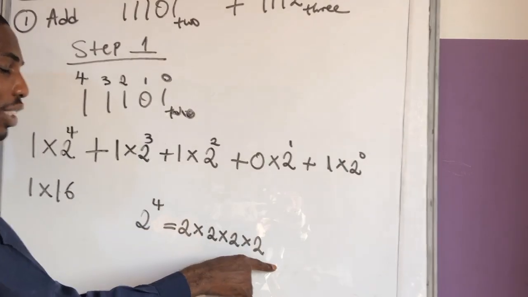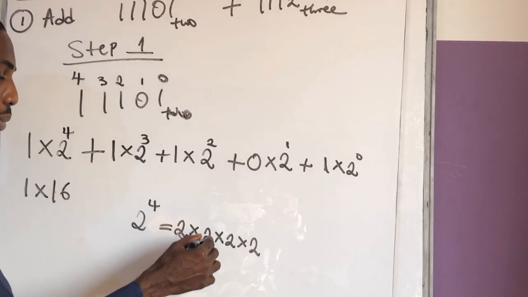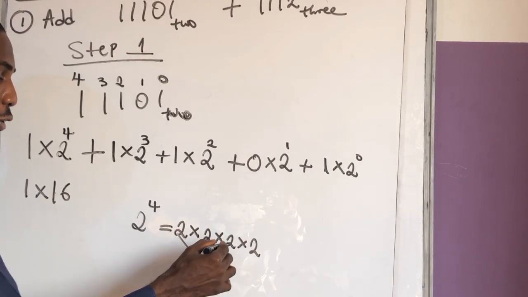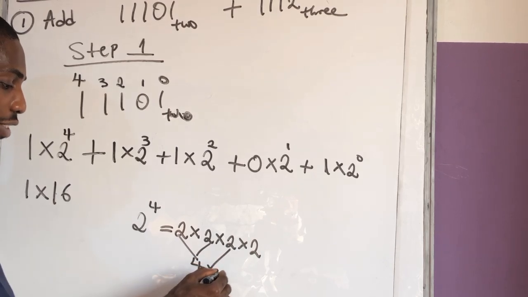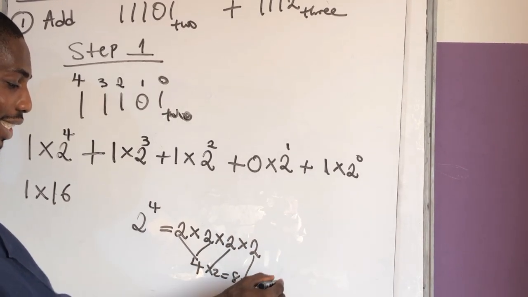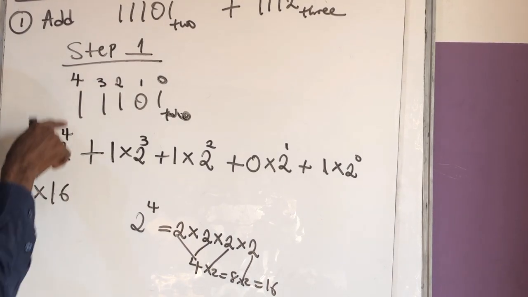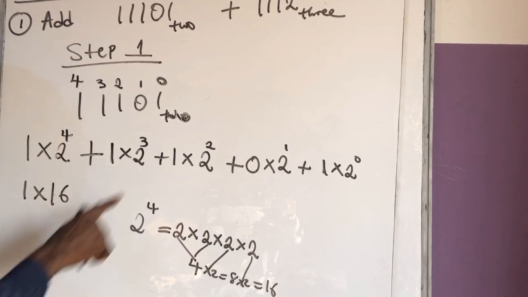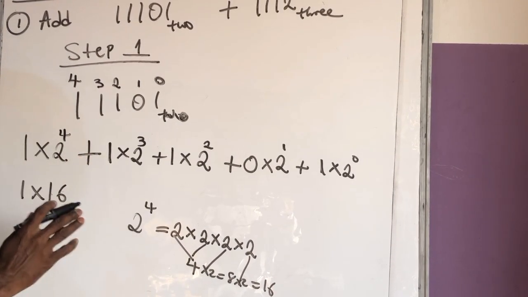So if I'm to multiply all of this together, 2 times 2 will give me 4. 4 times 2 will give me 8. And 8 times 2 will give me 16. So that is why 2 raised to power 4 is 16 and not 8. So I believe I've made myself clear.